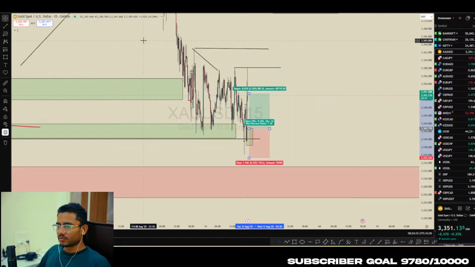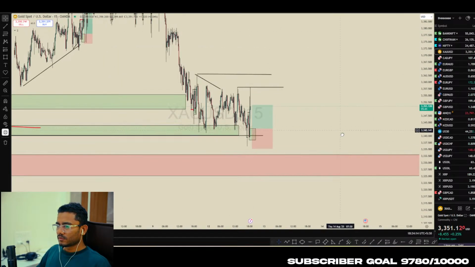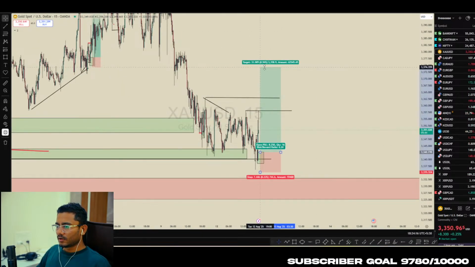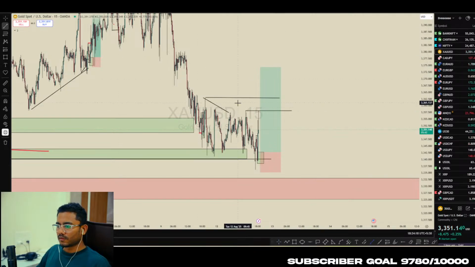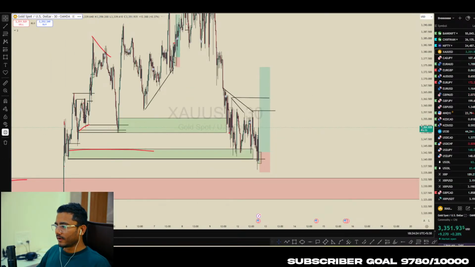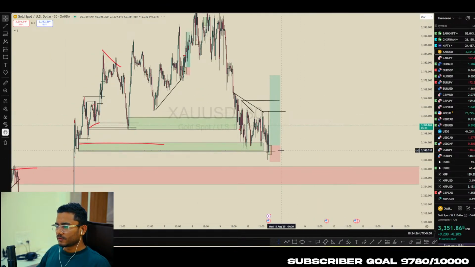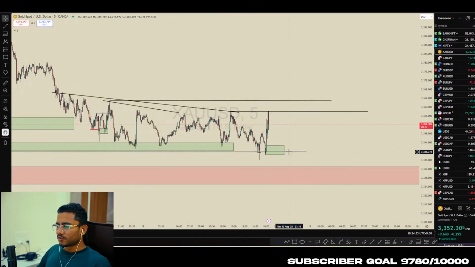So stop loss below this low. Target this next highs. So this is everything, there is a trend line liquidity. So price should sweep this liquidity. If it continues, you can trail the stop loss. So around 1:4. Let's see how structure plays out.